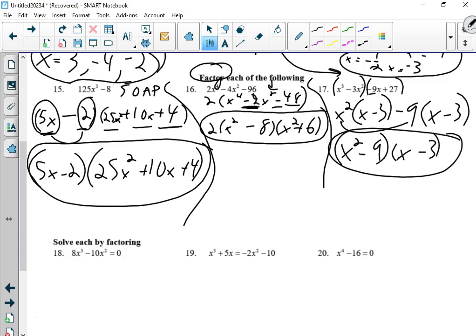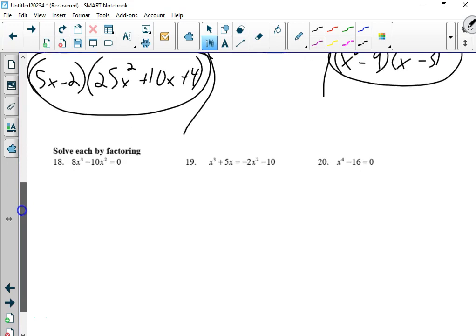So if that said solve, then I would set both of these equal to 0. x squared minus 9 equals 0. x minus 3 equals 0. All right? But it doesn't. It says factor. Stop right there. Save yourself the time. Devote the energy to something else on your final.